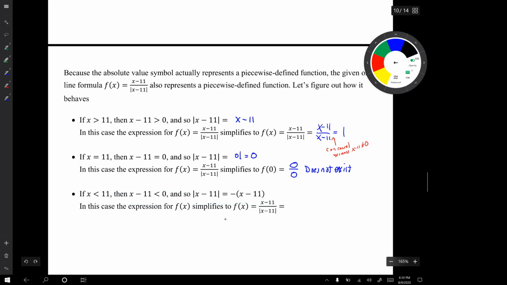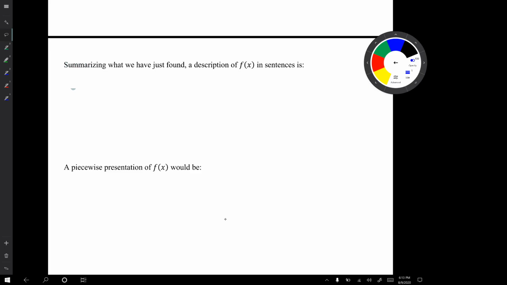So in this case, the formula for f of x simplifies to the following. The numerator is x minus 11, and the denominator is the negative of x minus 11. That's equal to negative 1, and we can cancel because we know that x minus 11 is not equal to 0. Summarizing what we just found, a sentence description of f of x would be the following.